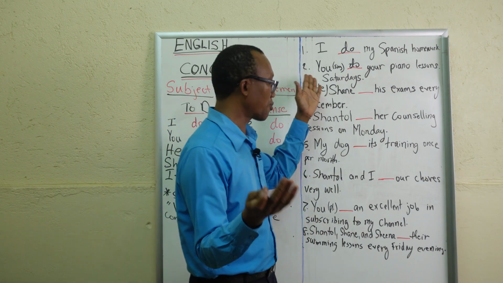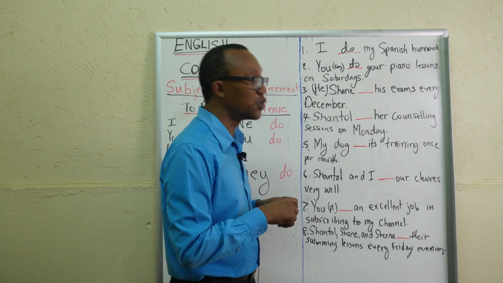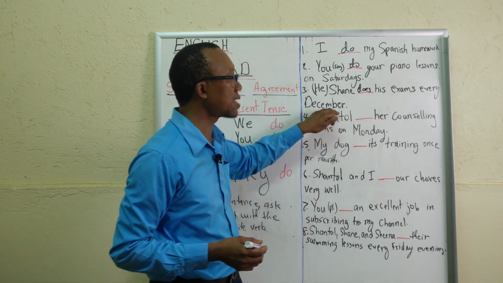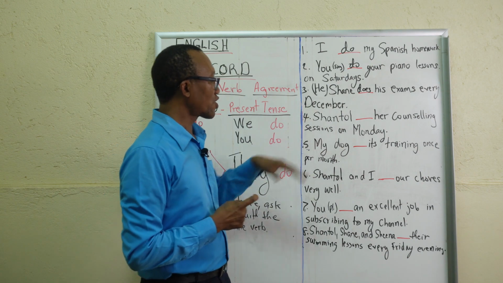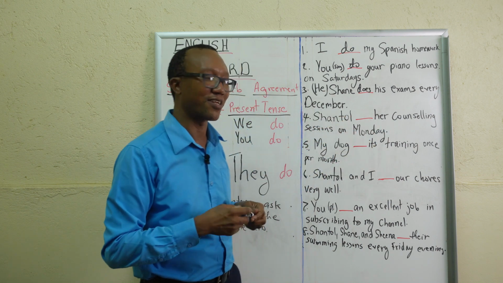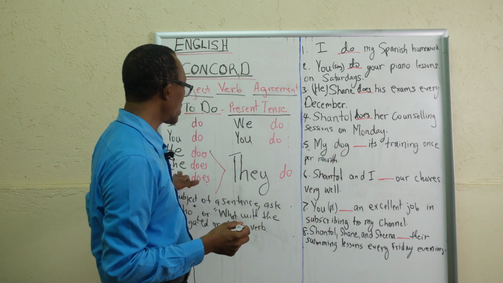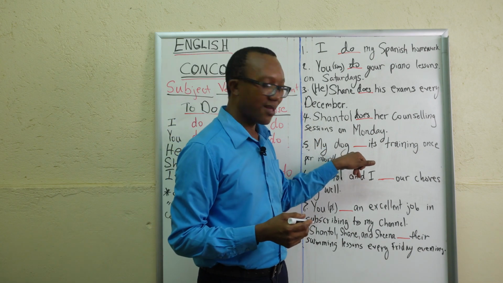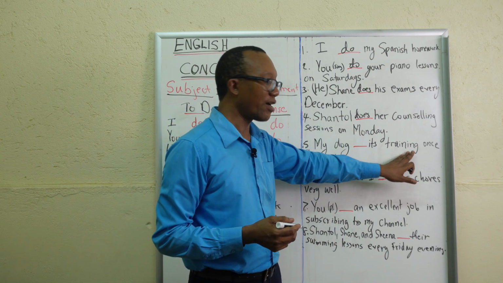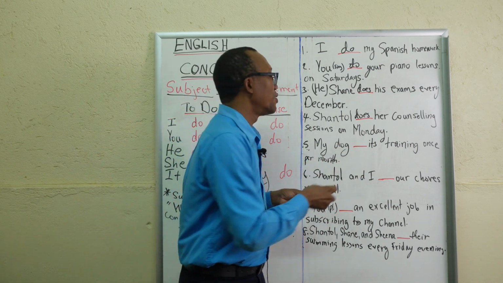Number three: he, subject pronoun, but we can put a proper noun. Shane. Shane does or do? I heard you. Does is correct. Shane does his exams every December. Good. Number four: Chantal, do or does her counseling sessions on Monday? You are correct, Rihanna. Does, Chantal does. Again, because we established the rule, he, she, it does. Number five: my dog does or do its training once per month. Is it do or does? It has to be does.